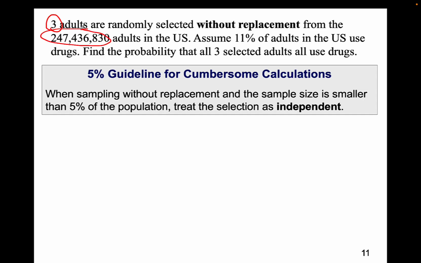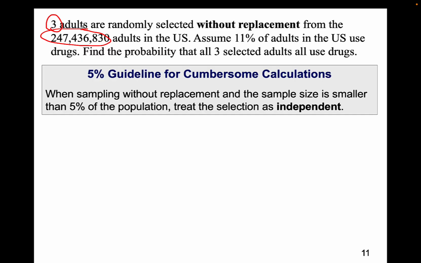What is 5% of this? Let me just type it in my calculator real quick. I'm going to type in that full population, 247,436,830 times, I want to know what 5% of that is, so 0.05, enter. So 5% of that full population looks like 12,371,841. So we sampled way less than 5%.